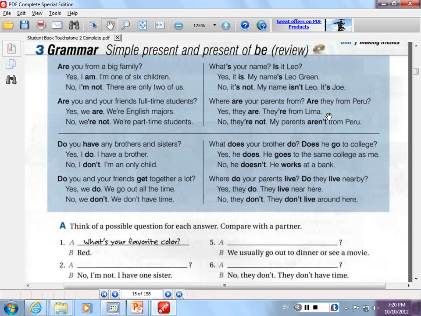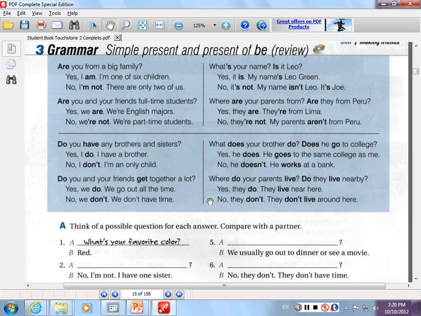So, the same idea here. We have an information question, a WH question. Then it is followed by a yes/no question. Do they live nearby? We start with the short answer for the yes/no question. Yes, they do. They live near here. هم يعيشون بالقرب من هنا. And if the answer is no, they don't. They don't live around here. They live somewhere else. Maybe they live in another city, maybe in another country.